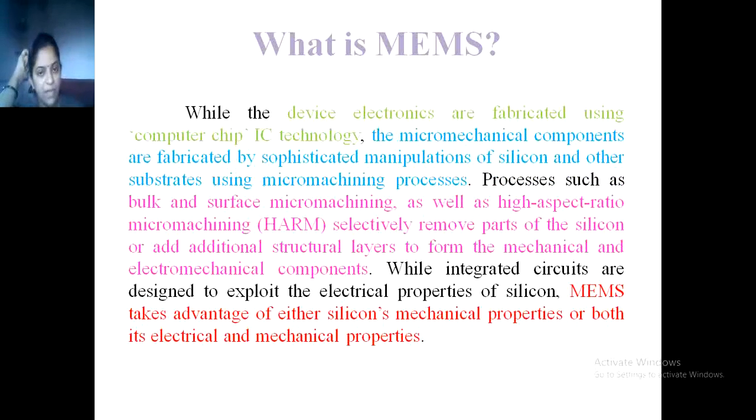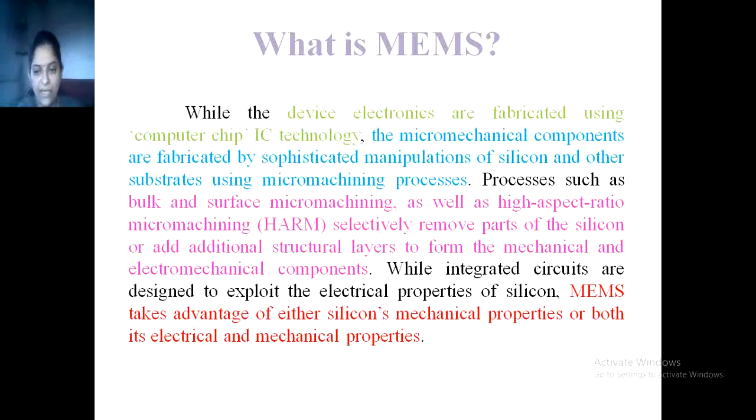While the device electronics are fabricated using computer chip IC technology, the micromechanical components are fabricated by sophisticated manipulation of silicon and other substrates using micromachining processes. Processes such as bulk and surface micromachining, as well as high aspect ratio micromachining, that is HARM, selectively remove parts of the silicon or add additional structural layers to form the mechanical and electromechanical components.